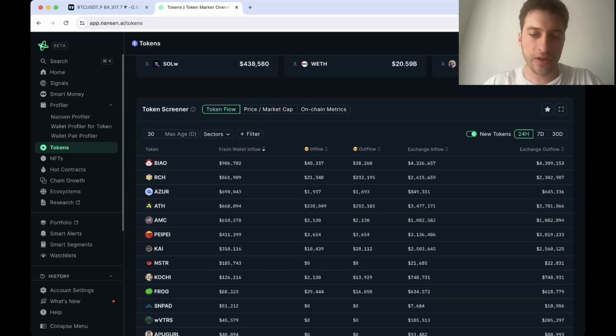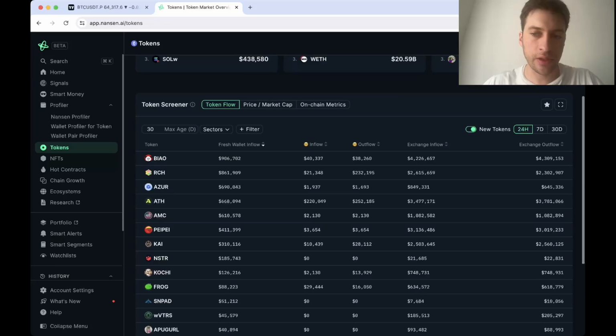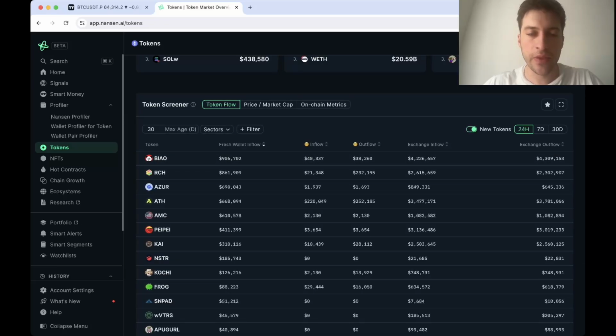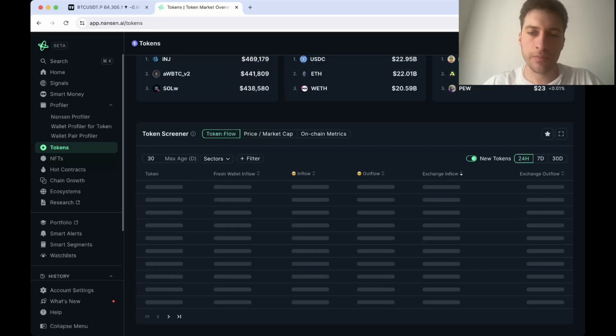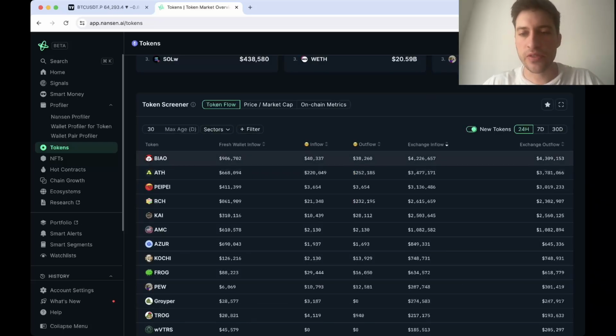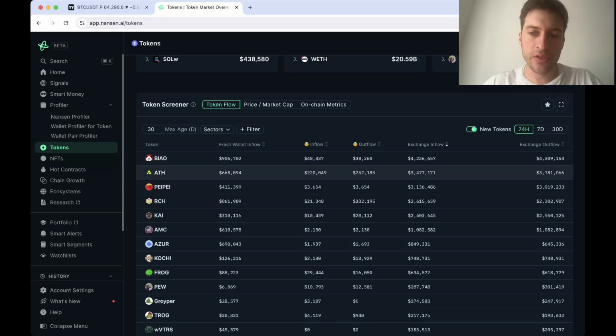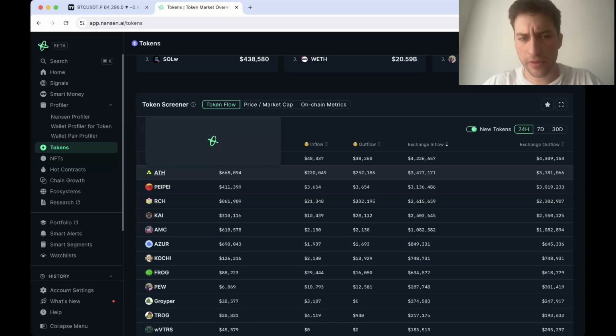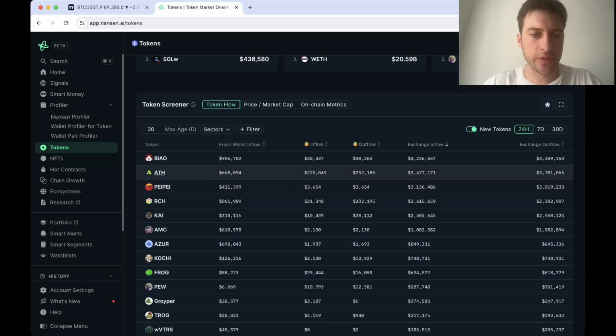Also, if you're curious if any of these are on any exchange, you can also look here. I think that this is both centralized and decentralized trading exchanges, if I am correct. But yeah, we can also look at this right here. You can see that this one's had just about equal inflow and outflow, whereas this one's had a lot more outflow than inflow, which can typically be seen as quite bullish. It also has a fair amount of fresh wallet inflow as well, so this could be called quite bullish.